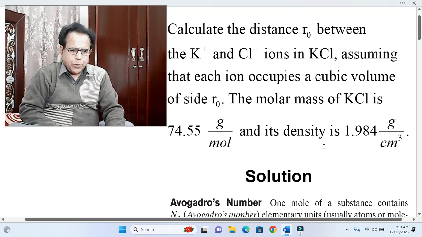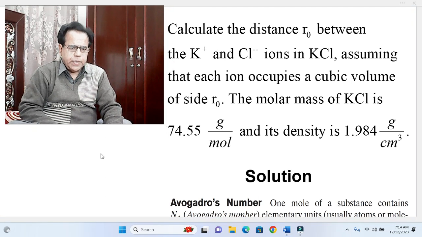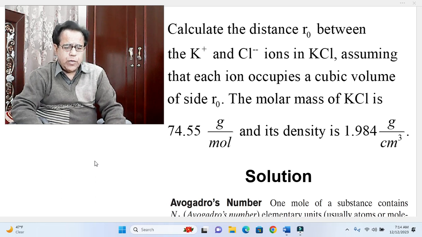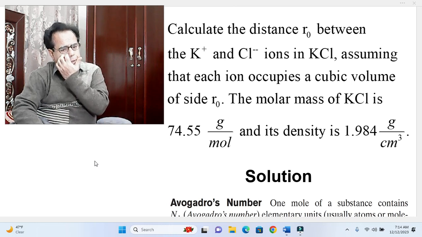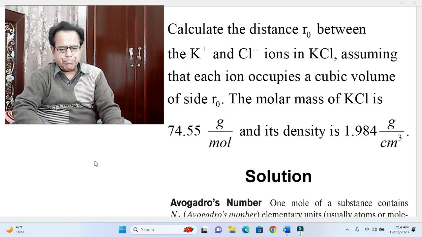This is our next problem, having been chosen from the same book, Paul A. Tipler. As usual, we first come to its statement. Calculate the distance R naught between the K positive and Cl negative ions in KCl. I think potassium and chlorine, and then potassium chloride.